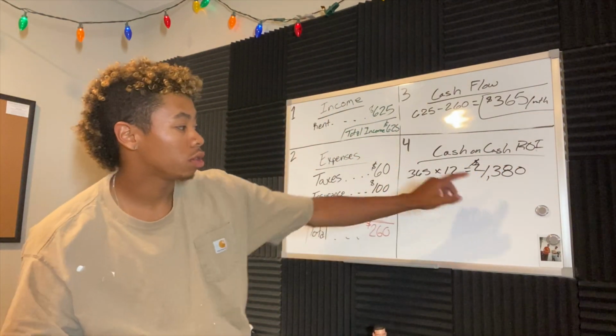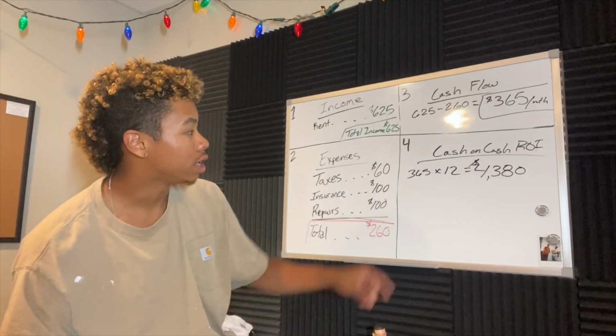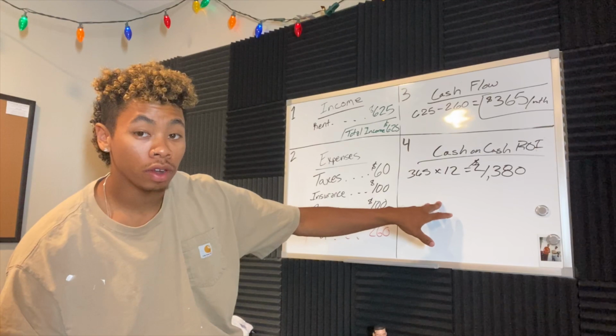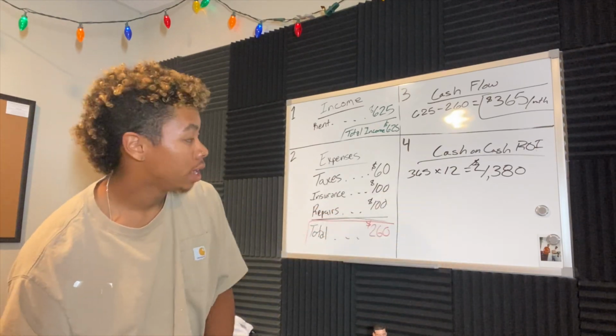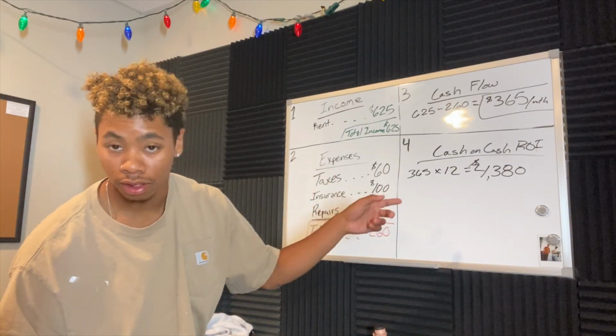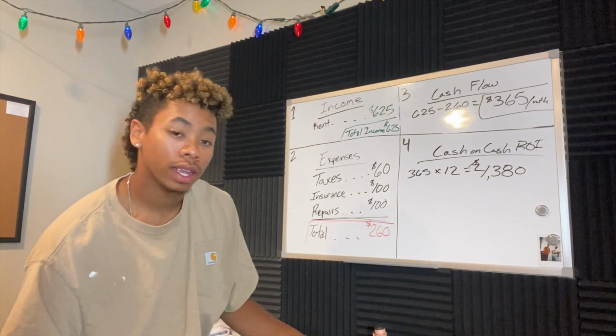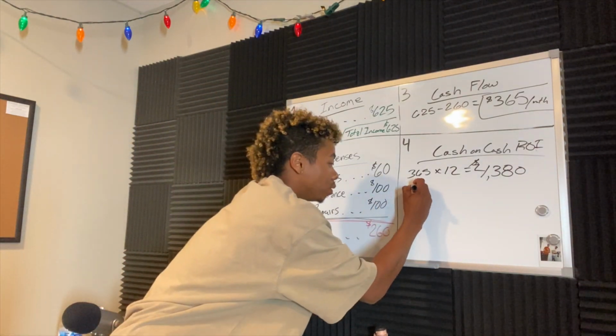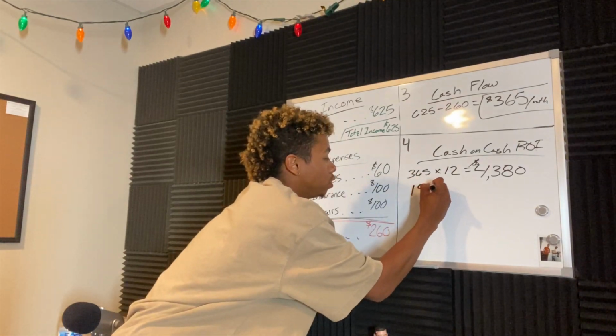So $4,380 per year that we're getting cash flow from this rental property. So the next step of this would be to figure out how much money you have invested into this property. Like I said earlier, I had to pay for this property in cash, and that was $19,500.